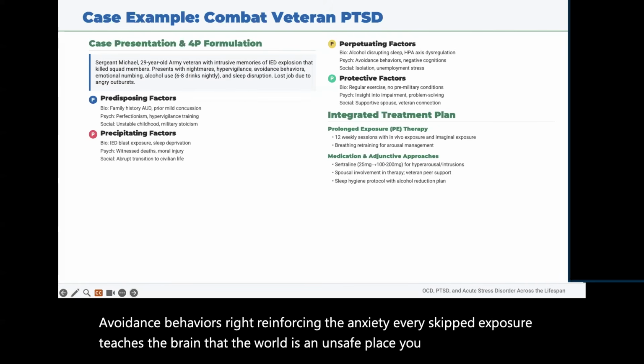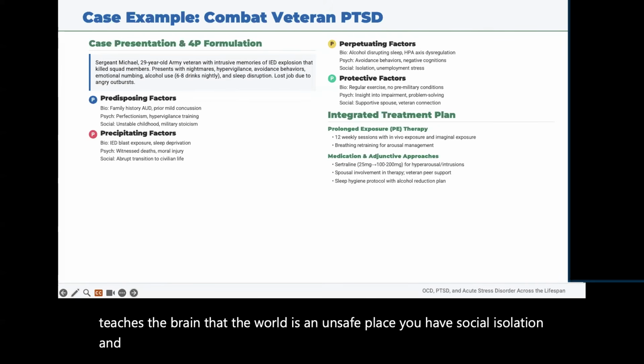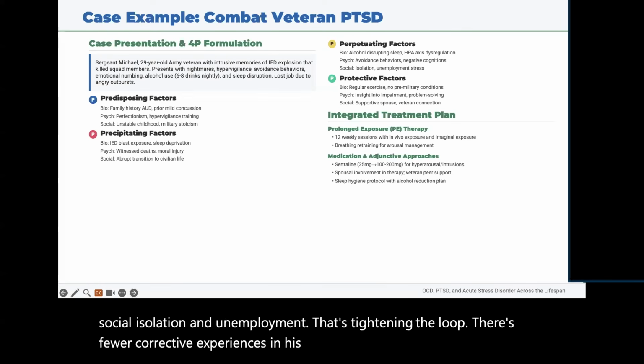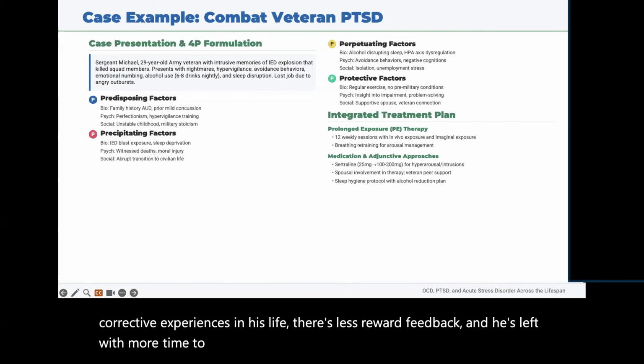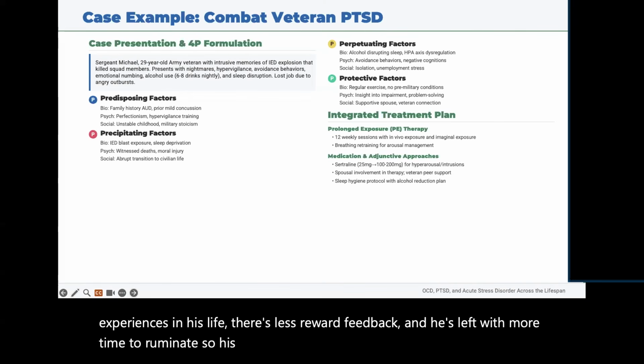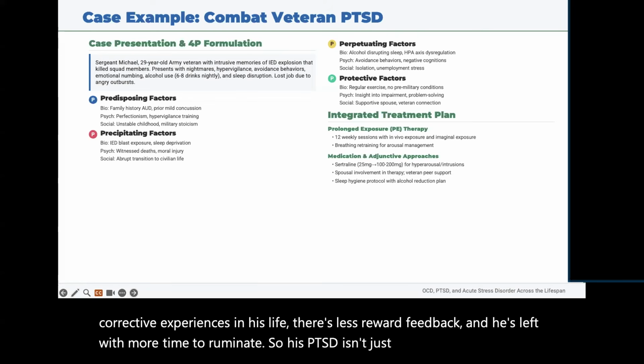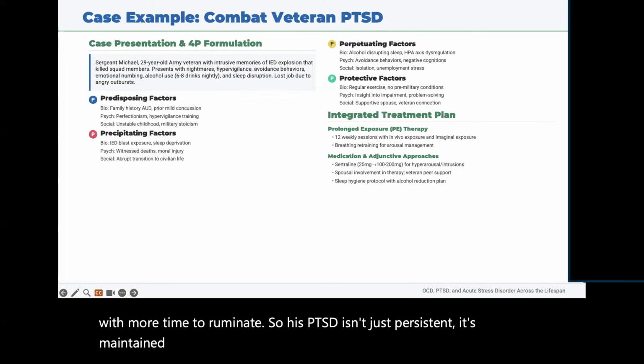You have social isolation and unemployment. That's tightening the loop. There's fewer corrective experiences in his life. There's less reward feedback, and he's left with more time to ruminate. So his PTSD isn't just persistent, it's maintained through a self-reinforcing cycle of avoidance and hyper-arousal.